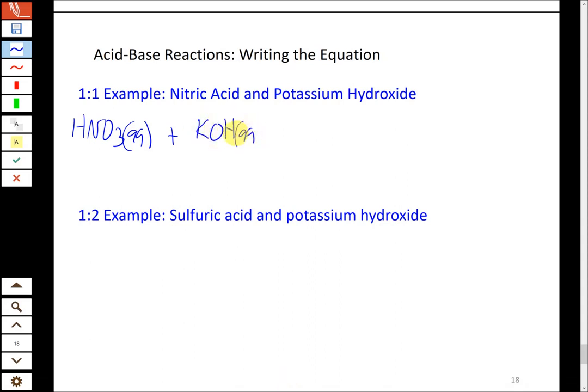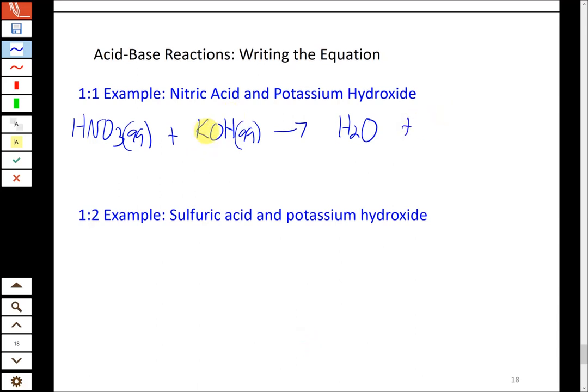So those are going to be the reactants, acid plus base. And as we said, the products for an acid-base reaction are always going to be water and an ionic compound. So we're forming water as one product. That's the combination of H+ and OH-. And then the ionic compound is going to be the cations and anions that are left over.